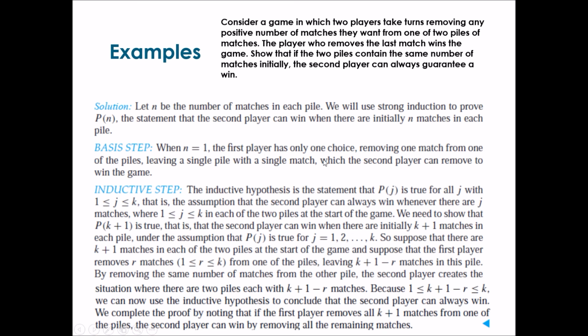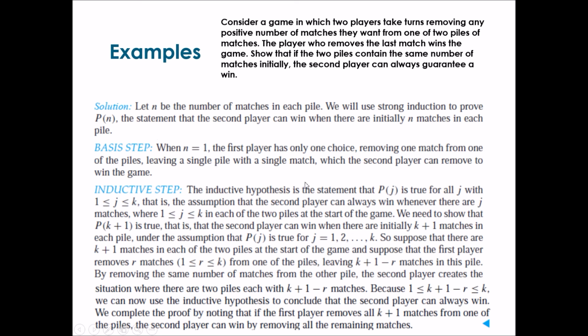Basic step: when n is equal to 1, the first player has only one choice. He will remove one match and he will be left with no match at all. But the second player still has his match with him, so he will remove his and he will win the game, because the winning strategy here is that the player who removes the last match wins the game. Okay, so the second player will remove the last match and he will win the game. So P1 is true in this case.